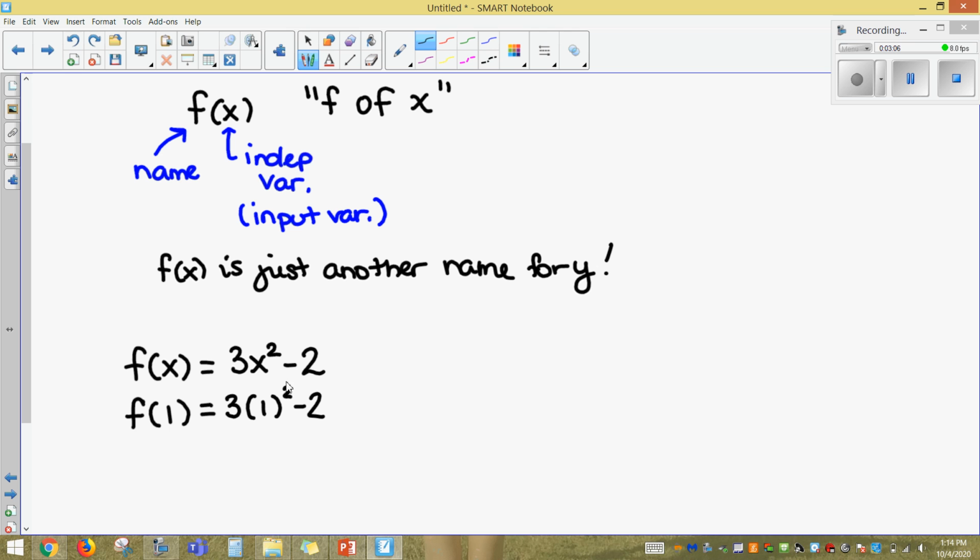Now, when we're doing this arithmetic, remember the 2 is only hooked onto the 1. It is not hooked onto anything else because there's no grouping symbols. So 1 squared is 1. 1 times 3 is 3. 3 minus 2 happens to also be 1. So f of 1 is equal to 1.